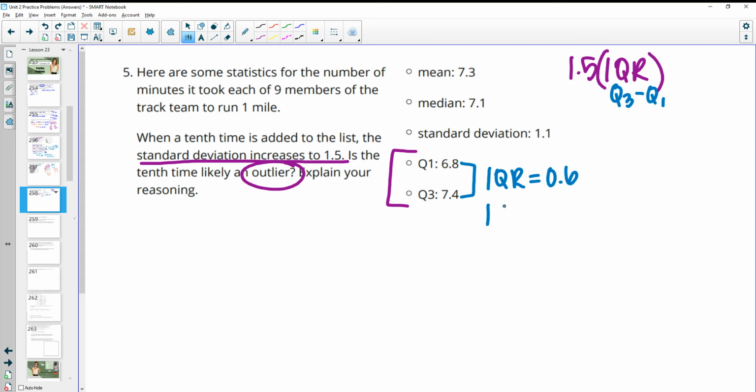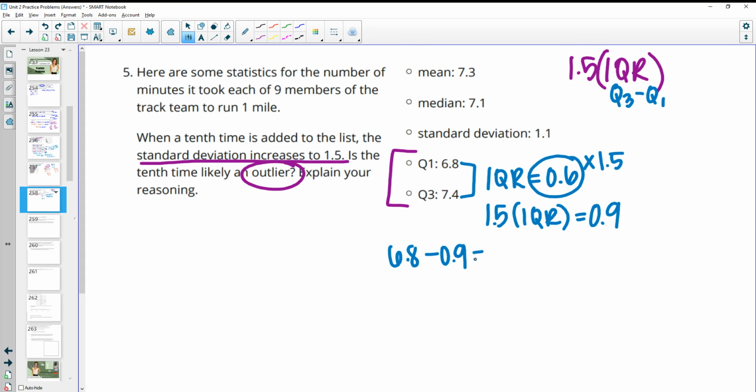So in order for this to be an outlier, we would multiply 1.5 times the IQR. So 0.6 times 1.5, and we would get 0.9. So I just multiplied this by 1.5. So in order for it to be an outlier, we'd have to have 6.8 minus 0.9, which is 5.9. So the number would have to be less than 5.9.